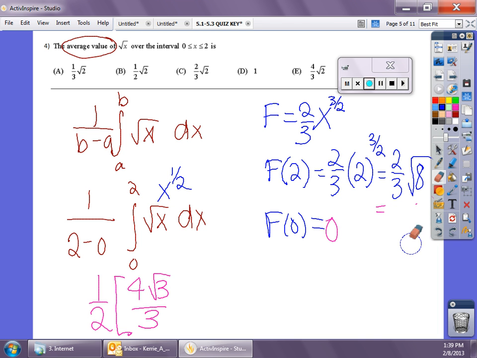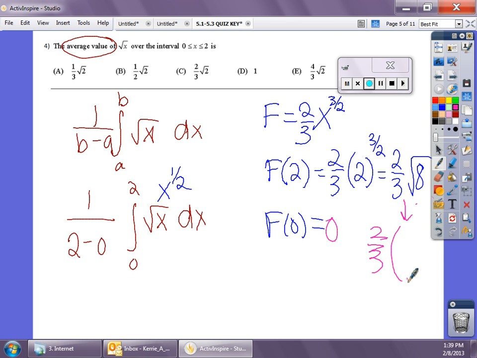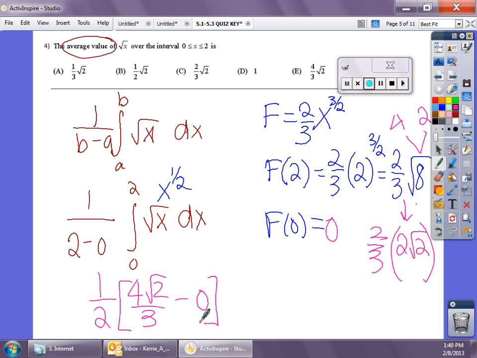Let's go back over here one more time just to make sure that you are not confused. So let's go back to root of 8. Root of 8 is the same as 2 root 2, obviously, because that's 4 times 2. The square root of 4 is 2 on the outside. That leaves you a square root of 2 on the inside. So 1/2 times 4 root 2 over 3 minus 0. The minus 0 is doing nothing right there. And so I'm going to cross cancel. 4 divided by 2 leaves us a 2, and your answer is 2 root 2 over 3, which is C.